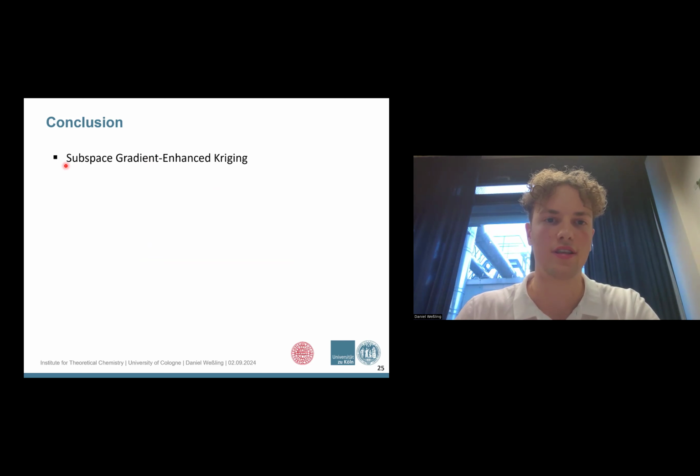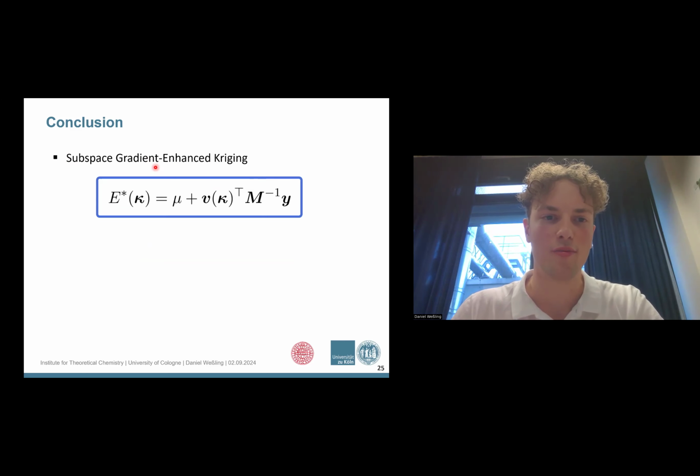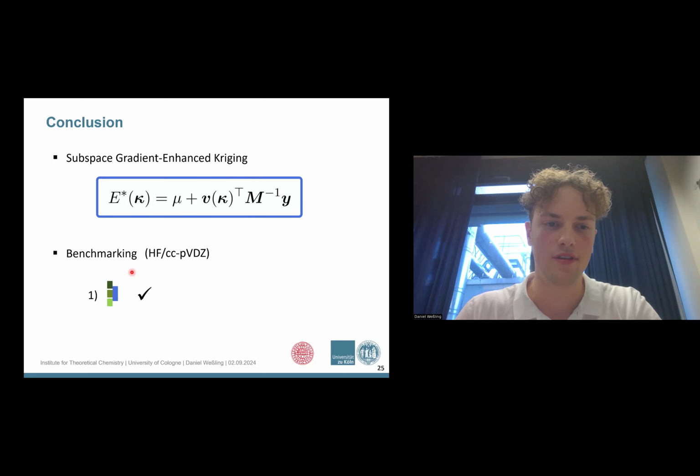All right, let's come to a conclusion. I showed you Subspace Gradient Enhanced Kriging, and I hope that you learned something about it or got a more intuitive feeling about this Gradient Enhanced Kriging. I did a benchmarking for these different second order methods, and it produced a promising result. For this BFGS combination with the Gradient Enhanced Kriging, it already produced a result that is preferred to just doing this DIIS. The second part with this prelude was not bringing that good results.